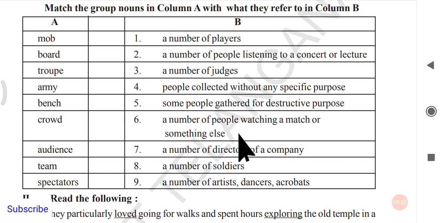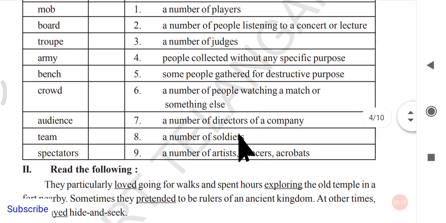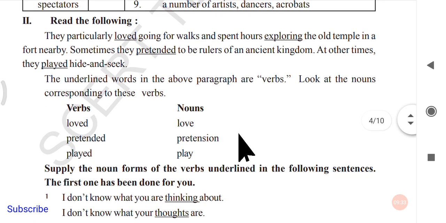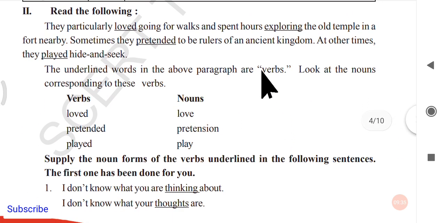Fine. So that's all we got for this particular Roman number, and we shall quickly move to another vocabulary part. Read the following. They particularly loved going for walks and spent hours exploring the old temple in a fort nearby. Sometimes they pretended to be the rulers of an ancient kingdom. At other times, they played hide and seek.